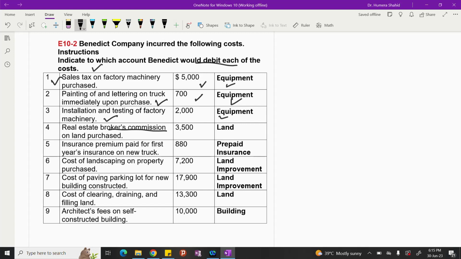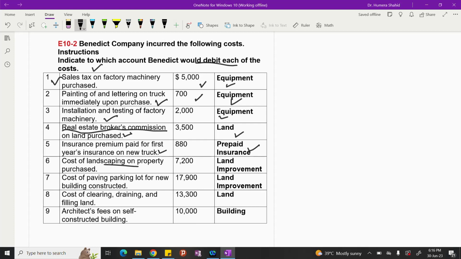Real estate broker's commission. Now real estate broker commission could be on the purchase of a building or on the purchase of land. So let's figure out for what you have paid this real estate broker commission. So can you see? On land purchase. So I'll be debiting it to the land account. Insurance premium paid for the first year insurance on new truck. So again, it's prepaid insurance.